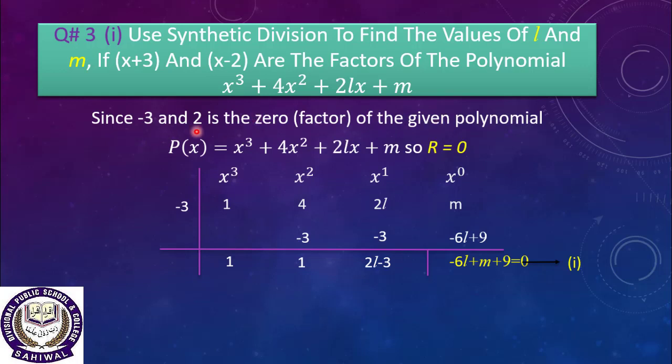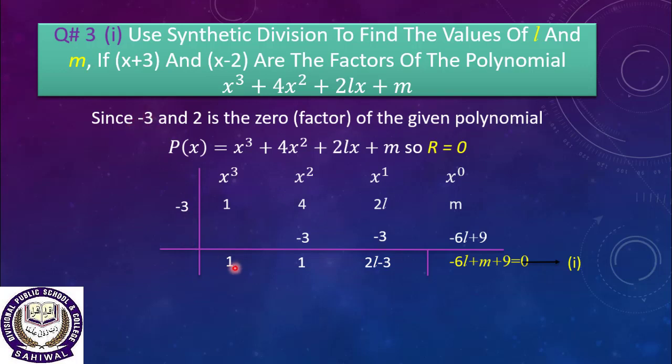Since minus 3 and 2 are the zeros or the factors of the given polynomial, their remainder should be equal to 0. The coefficient of x cubed is 1, the coefficient of x squared is 4, the coefficient of x raised to power 1 is 2l, and the coefficient of x raised to power 0 or the constant term is m. On the first step, we will divide it by the first factor, that is minus 3.